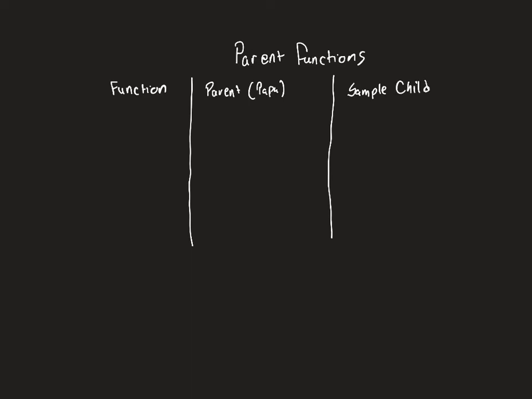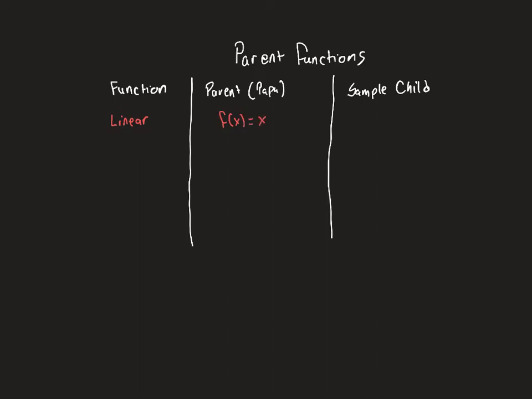So, whenever we say function, there's lots of different types of functions. The first function, people should be very familiar with this, and that's a linear function. Linear functions are those things that are just straight lines. They look like mx plus b. So, for example, f of x is equal to x is the parent.